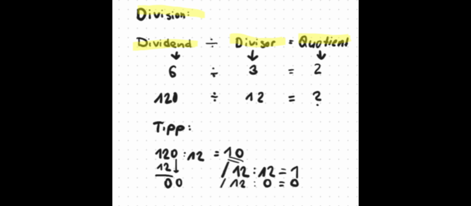First, 12 divided by 12 equals 1, so write down 1, then 12 minus 12 equals 0, so bring the 0 down from above, and then divide 12 by 0, which also equals 0. Then you just have to put 1 and 0 together, which equals 10. So 120 divided by 12 equals 10.